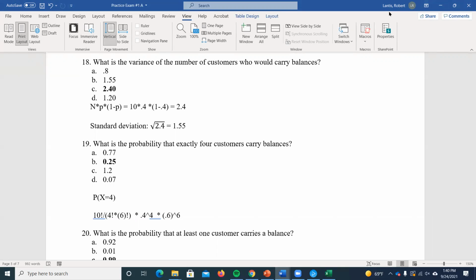At least one customer, right? 1 or higher. The problem is, on an exam with limited time, what values fit this criteria? X could be 1, plus the probability X is equal to 2, plus probability X is equal to 3, all the way up to 10. It's going to take a hot second. I probably don't expect you to do that.